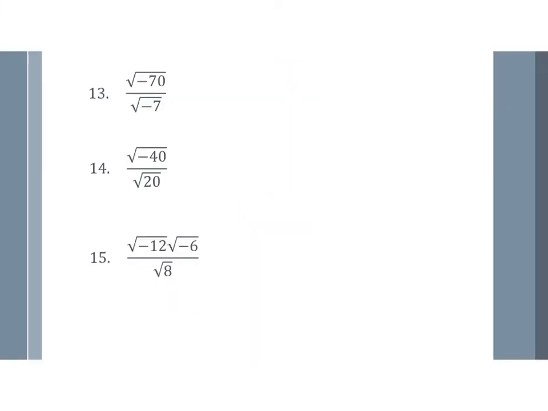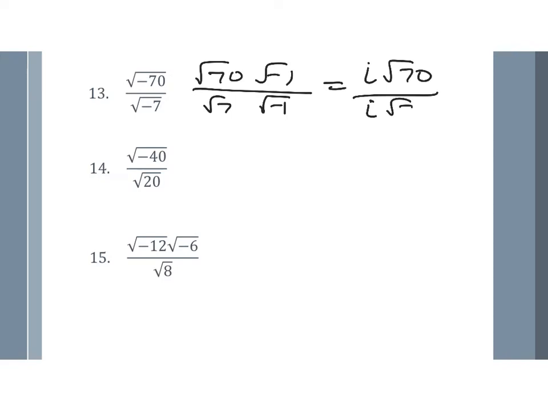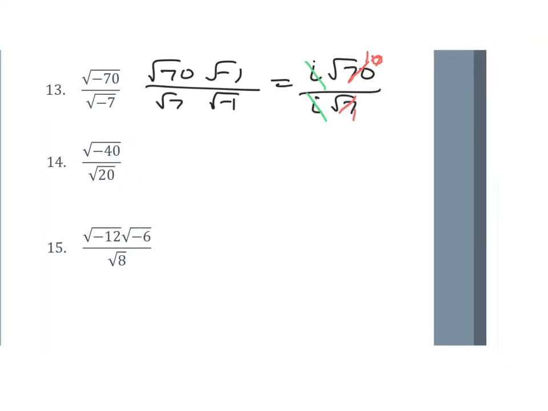Again, we can make it 70 times negative 1 and 7 times negative 1. So this would become i radical 70 over i radical 7. I can simplify this, make this a 1, make this a 10. And then my final answer here, the i's cancel, and I just get square root 10.